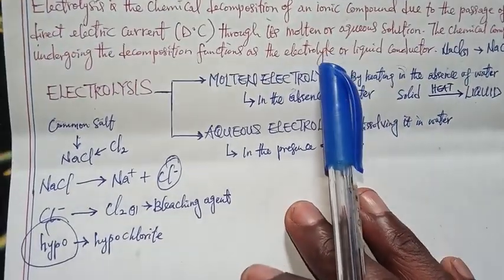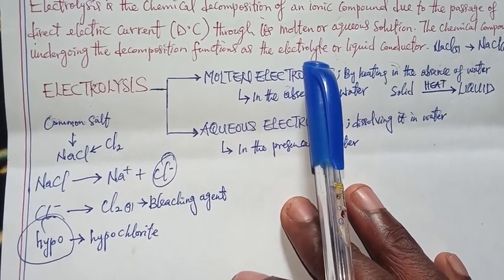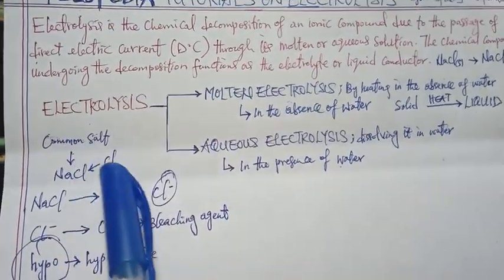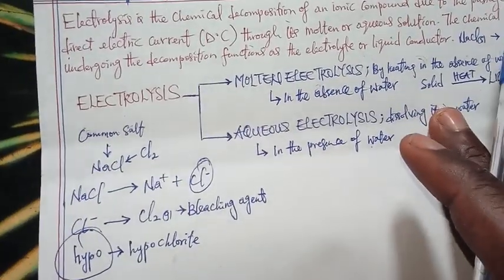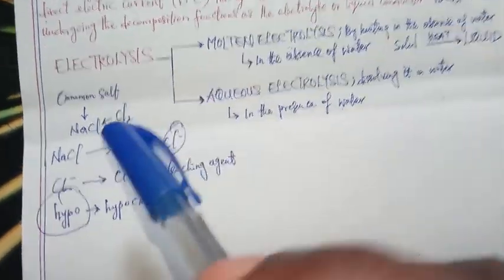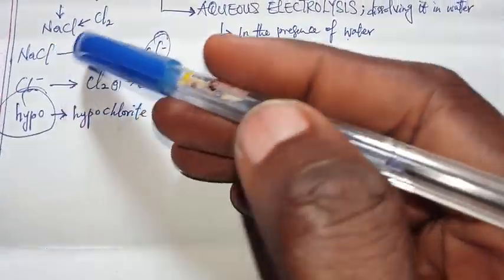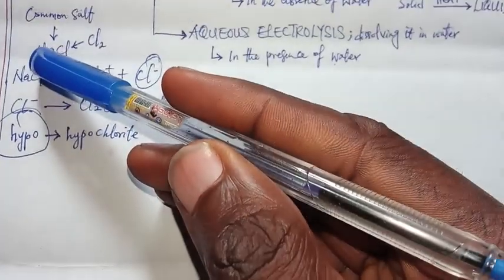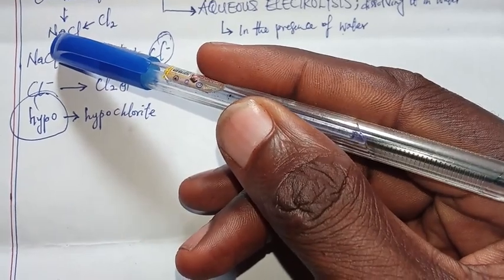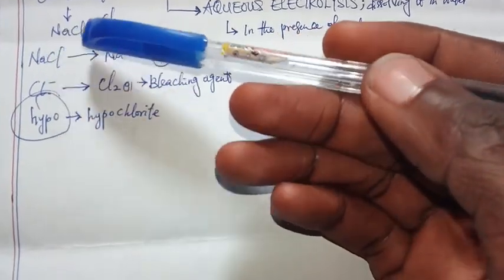Now, a common substance whose electrolysis we are going to look into is common salt. Common salt has the chemical formula sodium chloride. Sodium chloride is a combination of sodium, which is represented as Na from its Latin name natrium, and chlorine.